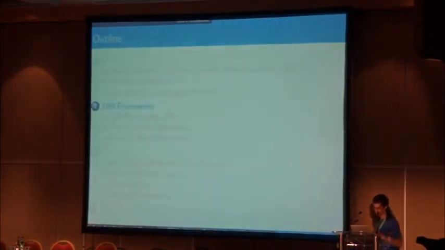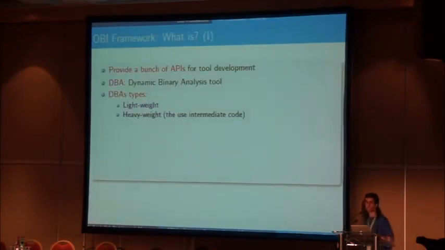And let's move to the second point. What is a DBI framework? Well, a DBI framework is a tool that gives you a bunch of functions or APIs for tool development. The tools that are developed with a DBI framework are called DBA tools, Dynamic Binary Analysis tools. And we have different types. They can be lightweight or heavyweight. The main difference is that the heavyweight ones use some intermediate code. We will see an example later.